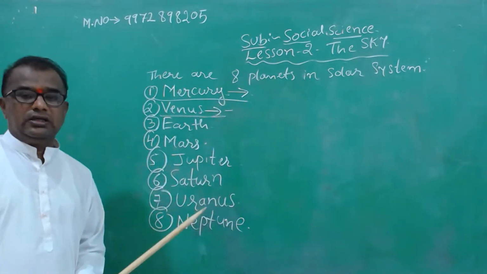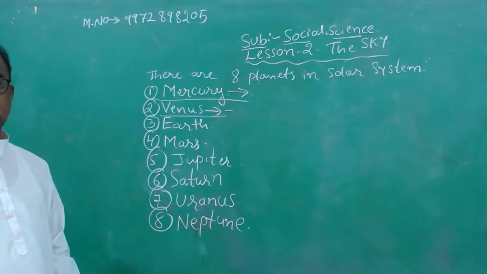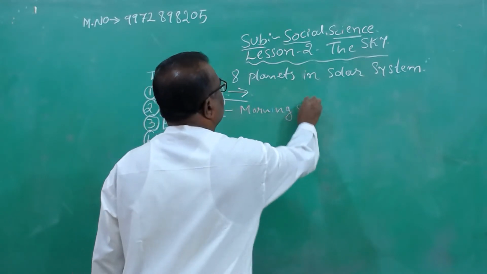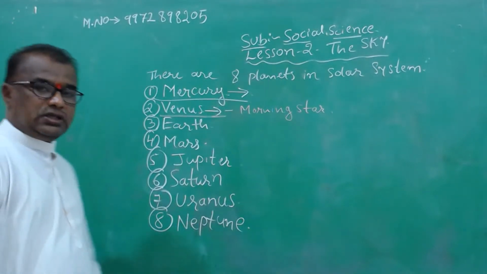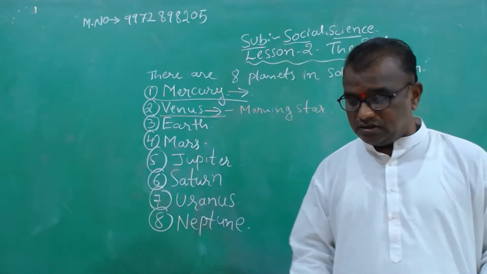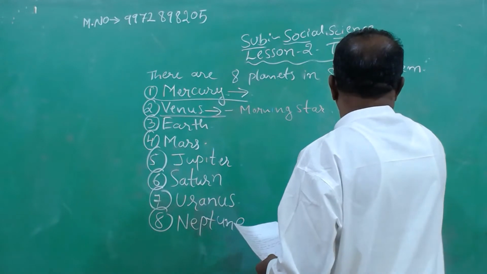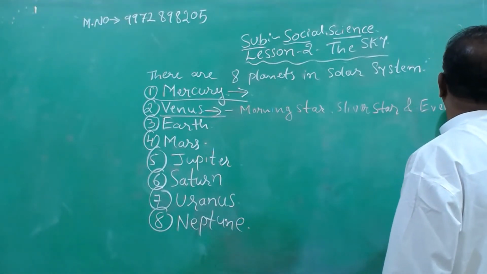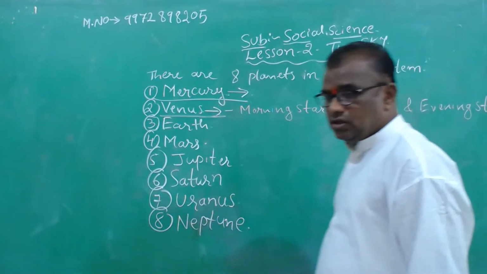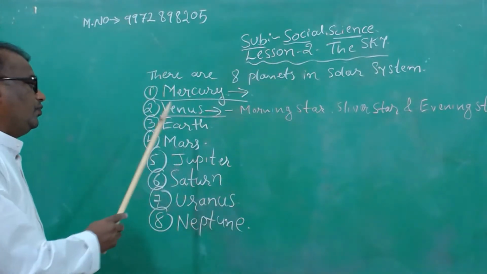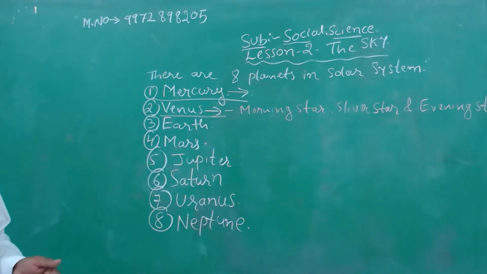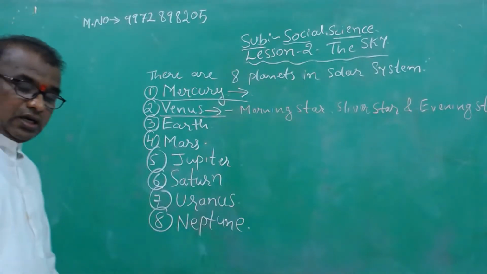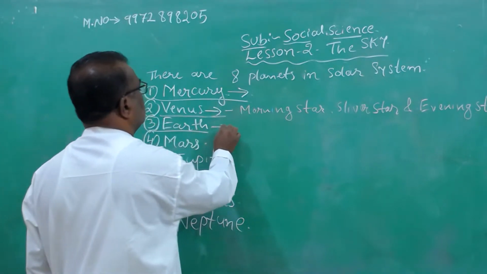Venus is the brightest planet, and it's known as the morning star. It is also known as the silver star and the evening star. Venus is the brightest planet, smaller than the Earth, and it's known as the morning star, silver star, and evening star. Now next, Earth is the third planet from the Sun.